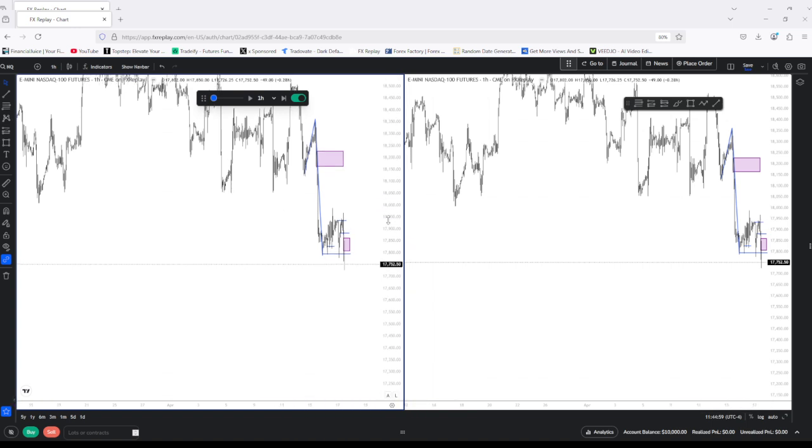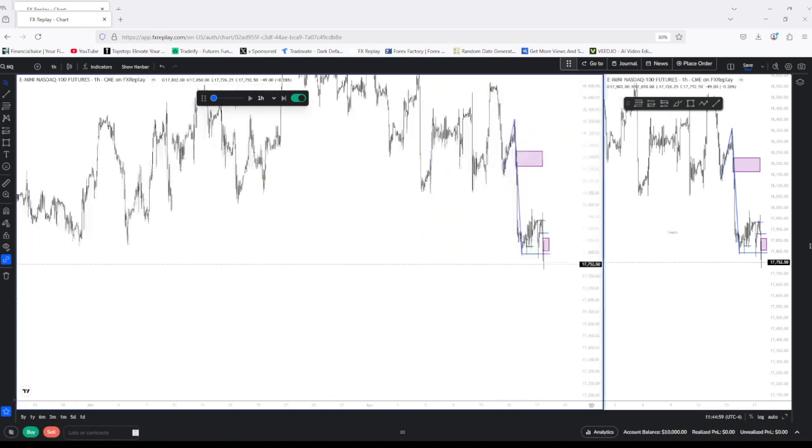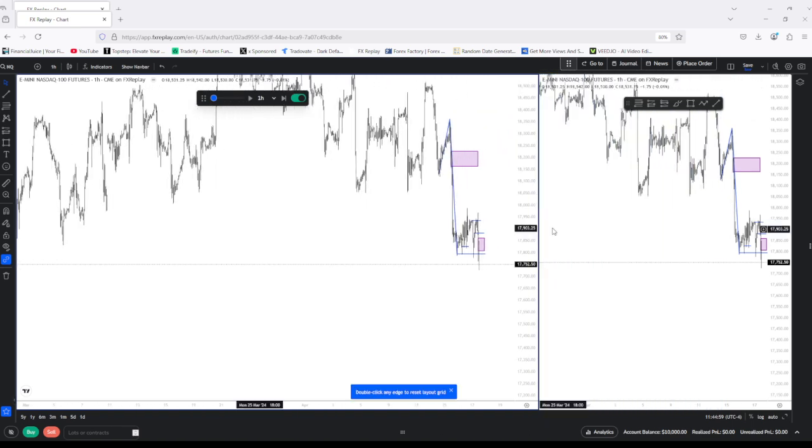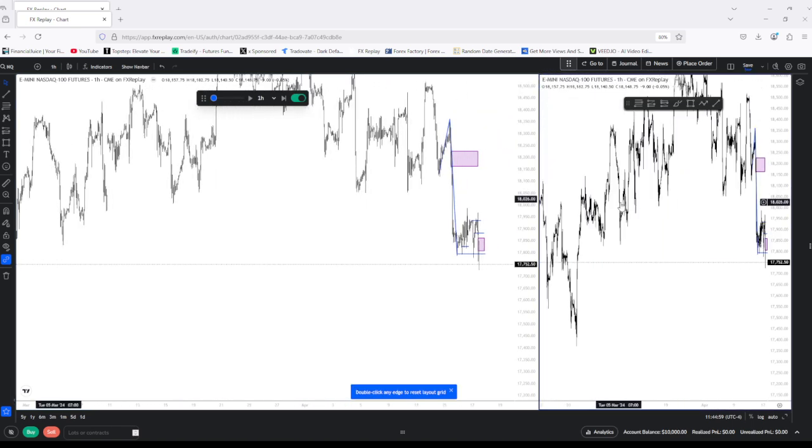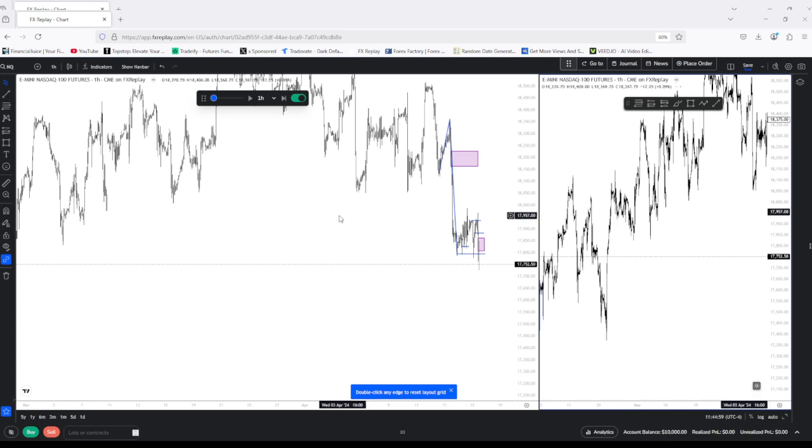Yeah. Now you can zoom out on that one with a 4 or like an hourly. And you can stay on your 15-minute on the other one. All right.